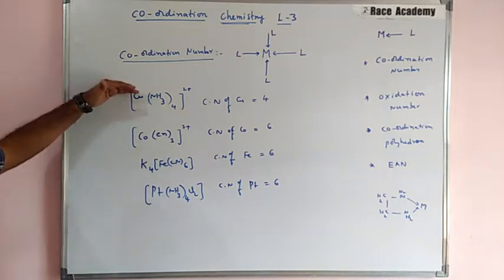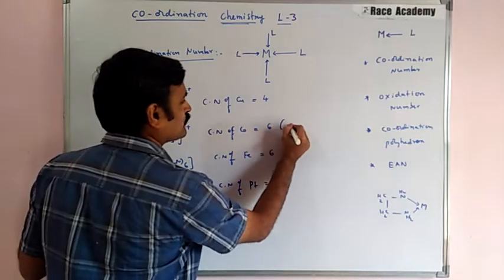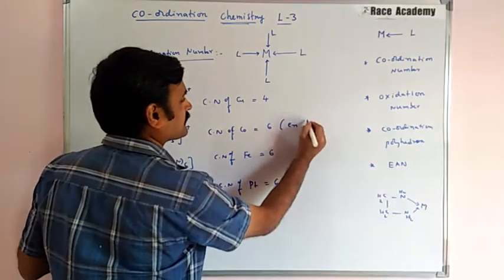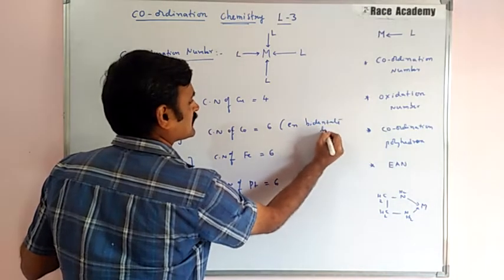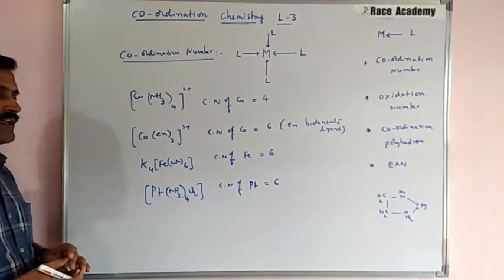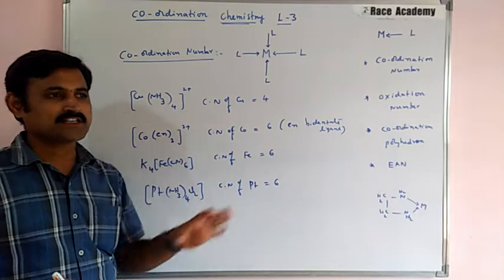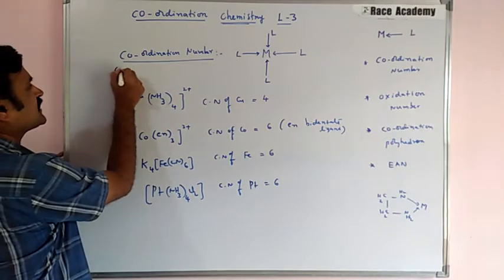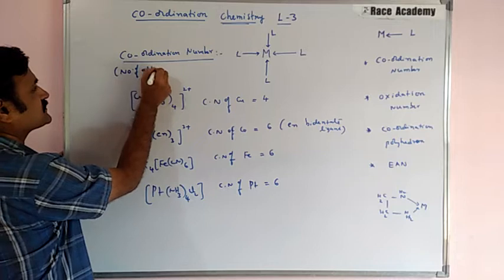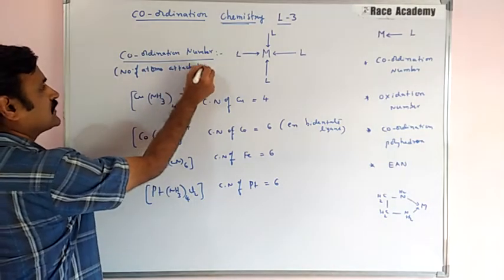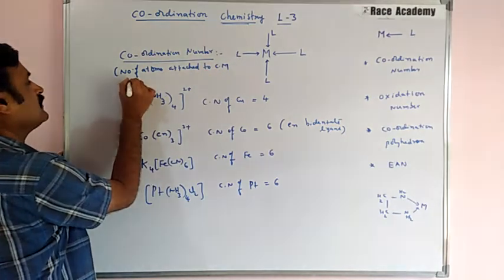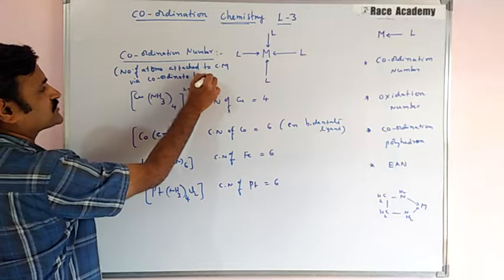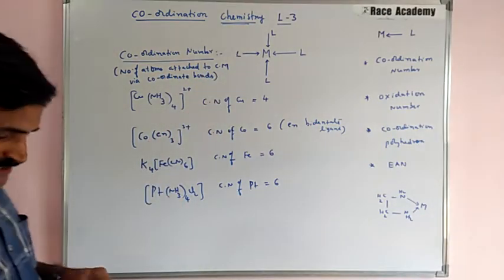So here we have 4 observed, here we have 6 observed, because the only thing we have noticed is that en is nothing but a bidentate ligand. So what is en? en is a bidentate ligand. So when bidentate ligands are there, we should be very careful in calculating the coordination number. Irrespective of monodentate or bidentate, coordination number is nothing but the number of atoms attached to the central metal via coordinate linkage, coordinate bonds. So that is the answer for the coordination number definition.